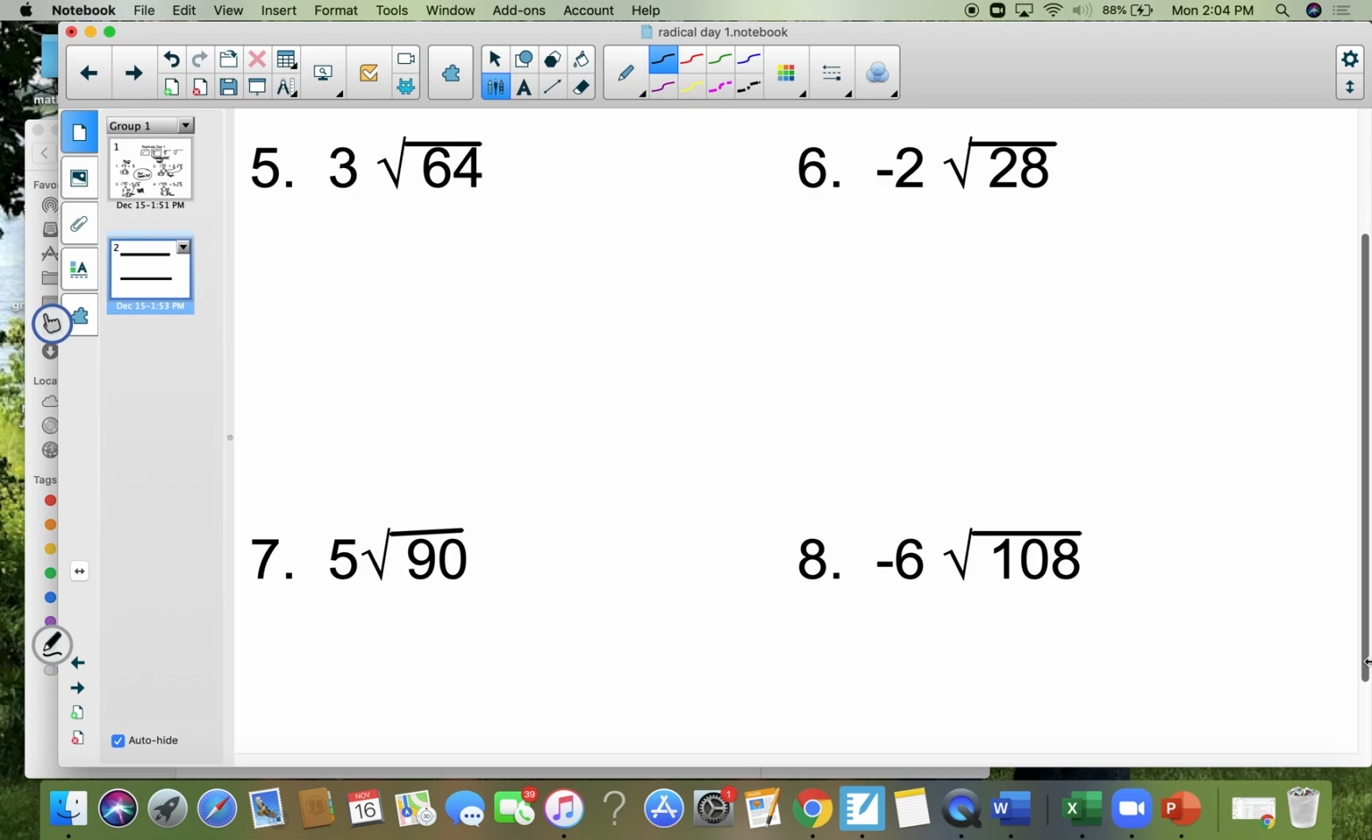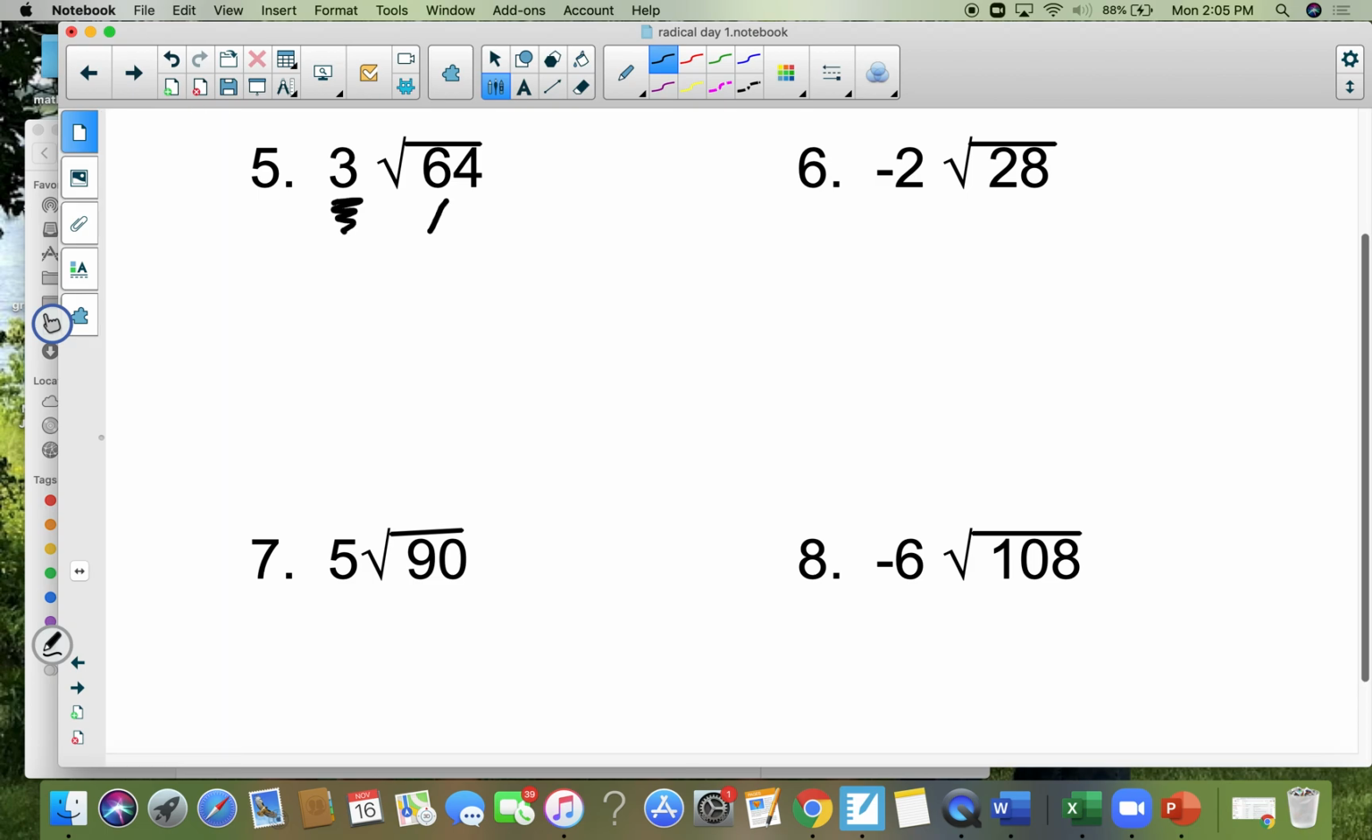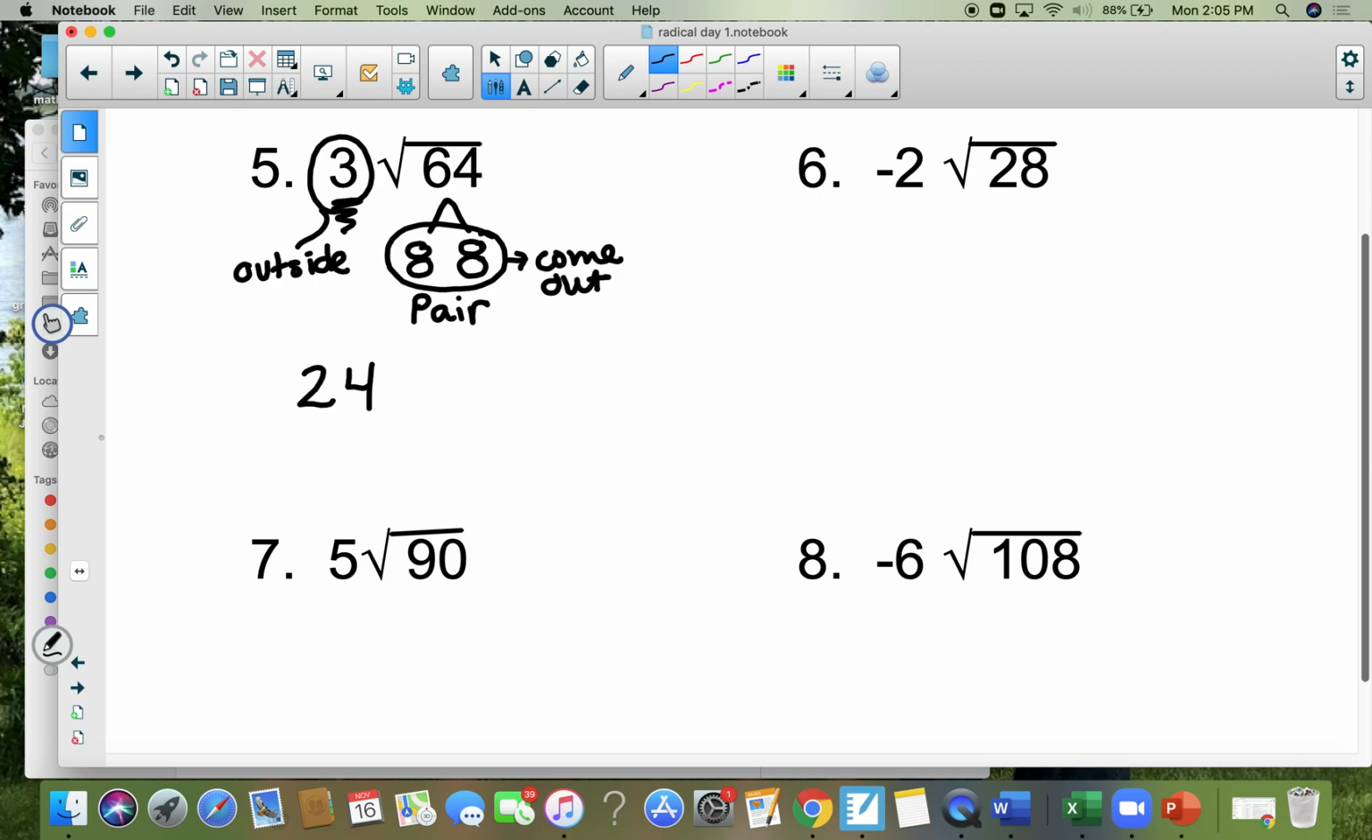Okay, now notice that there's a number outside of the radical. I'm not going to worry about him till later. I'm just going to factor 64, the part that's under the radical. It's 8 times 8. I can stop right there because 8 is a pair. Notice where the 3 is. The 3 is already outside. The 8 is going to come out because it was a pair. The 3's already out and the 8 is coming out. 3 times 8 is 24. There's no lingering number, so this is the answer.